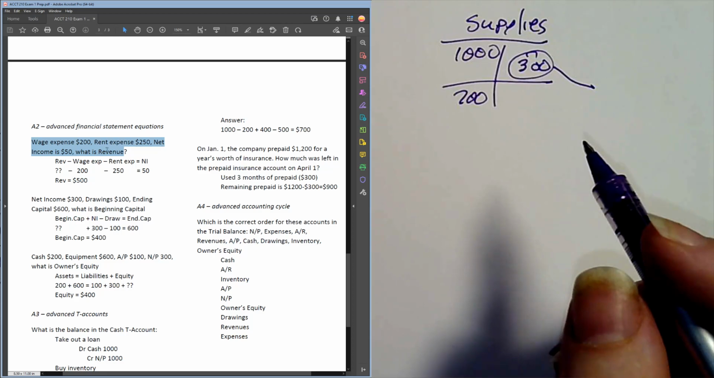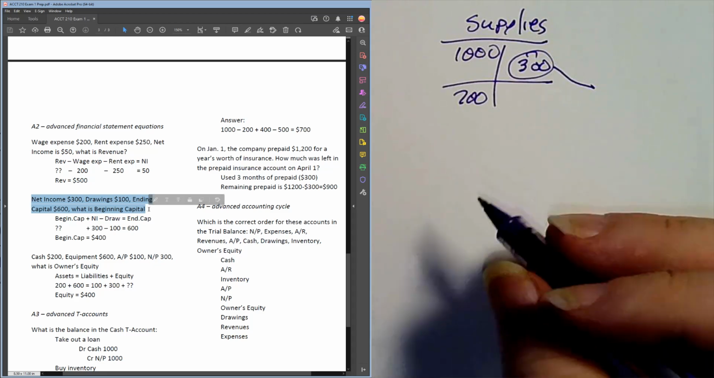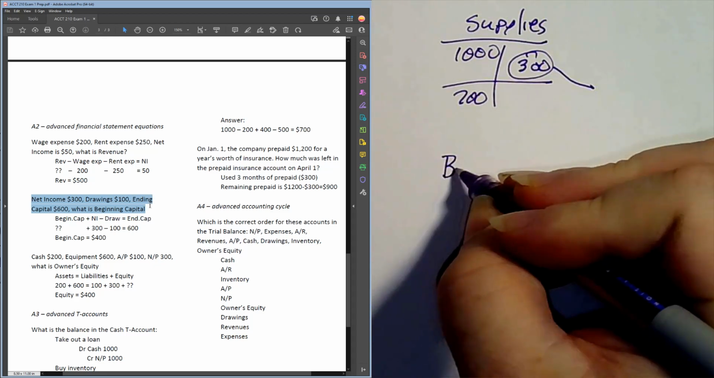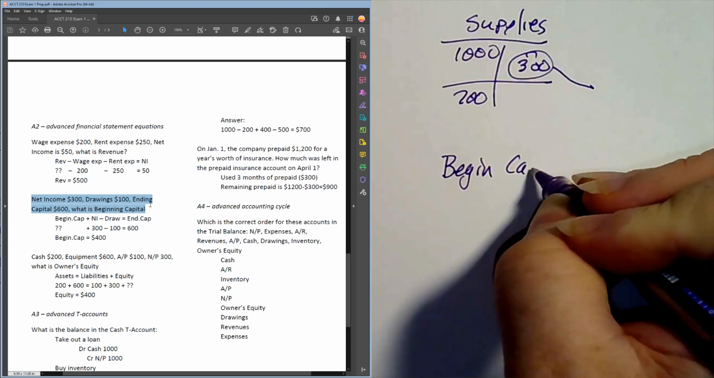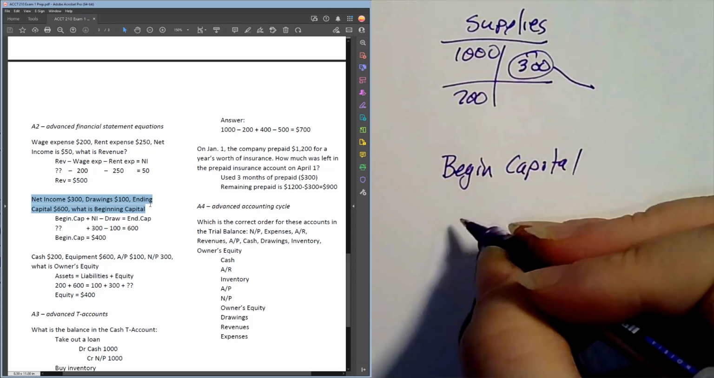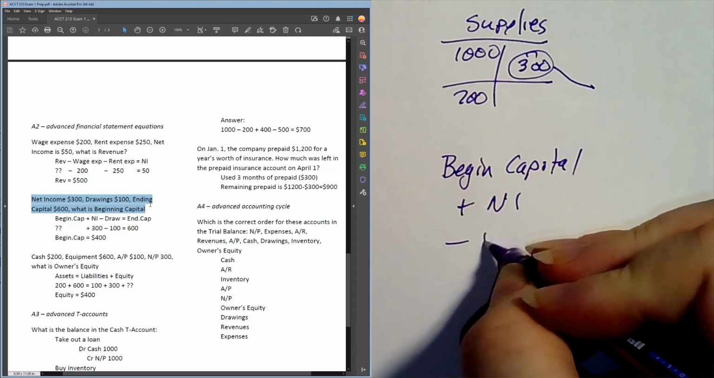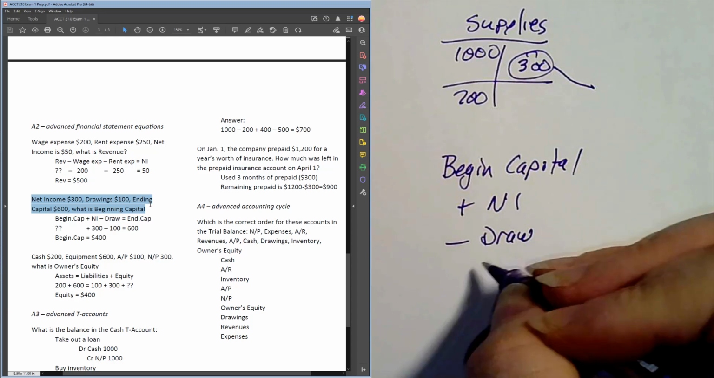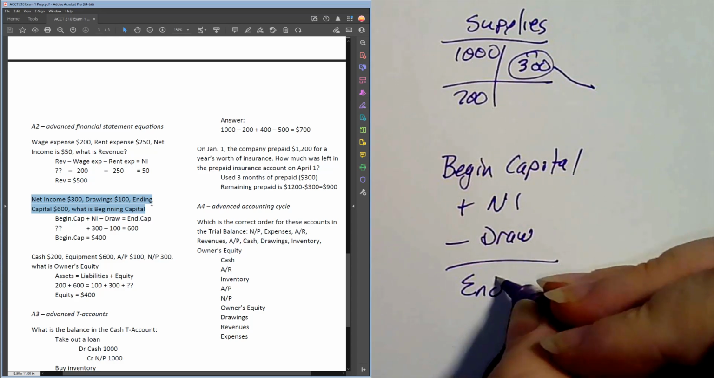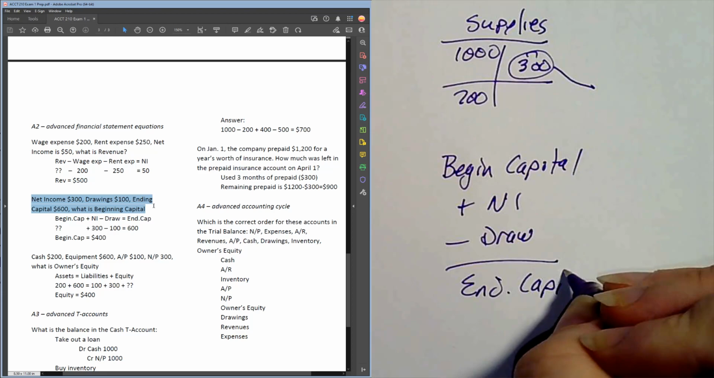This one is on the income statement. This one's on the statement of owner's equity. And just remember, the statement of owner's equity is beginning capital plus net income minus drawings equals ending capital. So that's the basic one there.